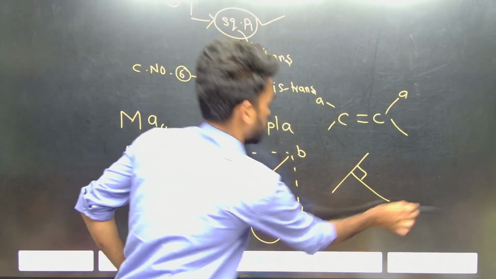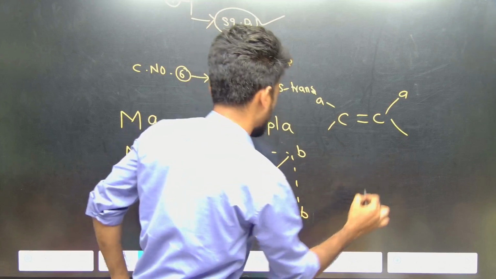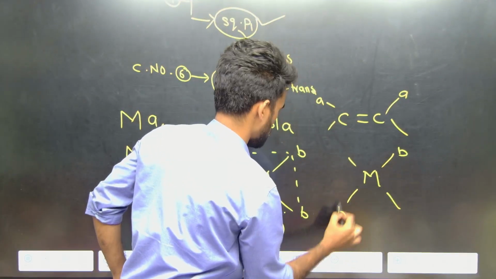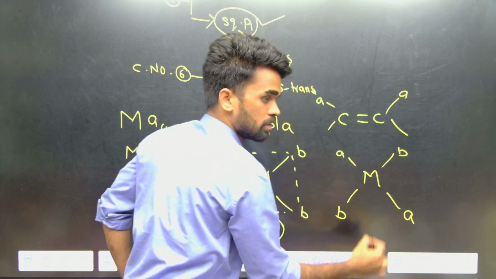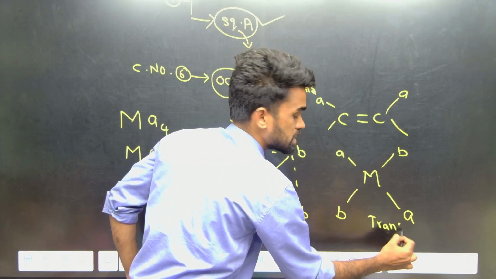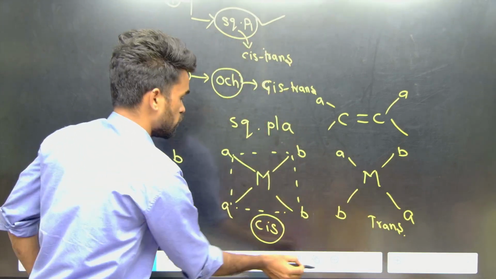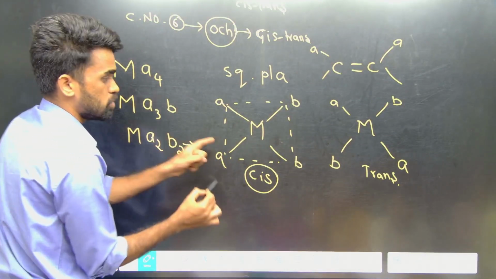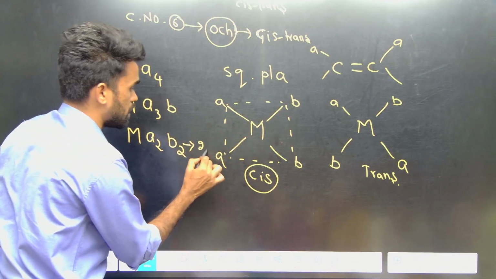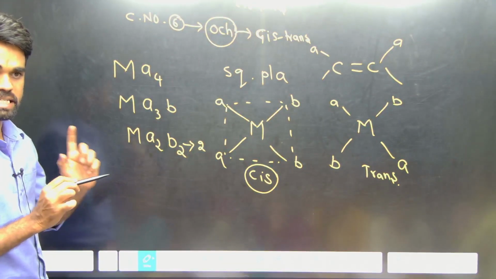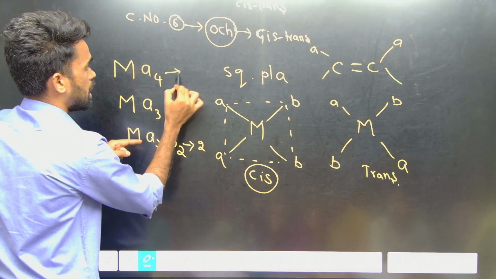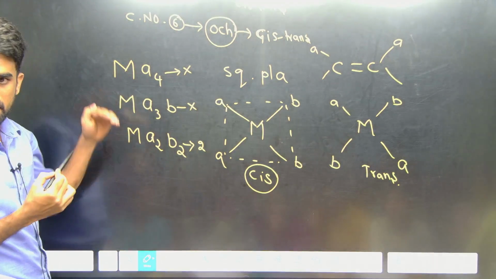Now, with the same formula, I am writing one more example. See, M, BB, AA. How is it? Trans isomer. Is this clear? It should be like this. So, with Ma2B2, we have a cis isomer and a trans isomer. So, how many possible isomers are there? 2. Is this clear? Next, Ma3B3 is not possible. Here also, not possible. Is this clear up to here?